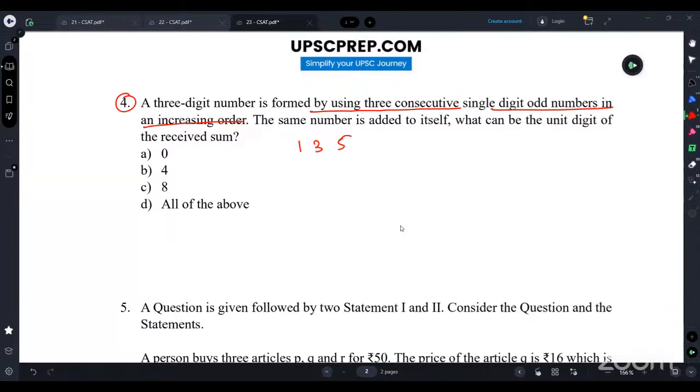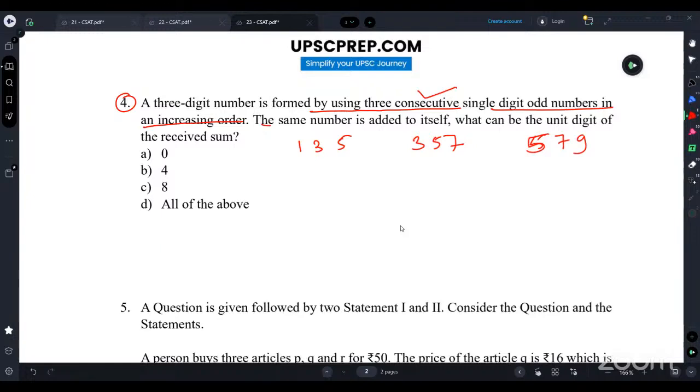What is the other possibility? You can start with 3, 5, 7. This is the second possibility. What is the last possibility? It will be 5, 7, 9. It should be a single digit odd number. So only these are 3 possibilities, right, with which you can form a number with consecutive single digit odd numbers. So these are only 3 possibilities.